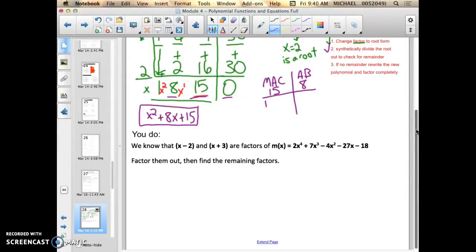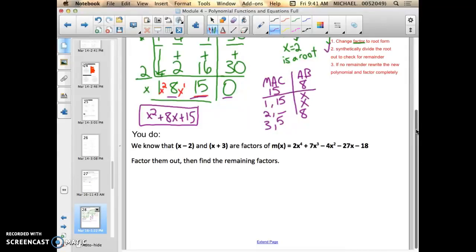15 divided by 1 is 15. But 1 plus 15 does not equal 8. 15 divided by 2 doesn't work. It's not a whole number for my answer. So that doesn't work. And then try 3 after 2. 15 divided by 3 is 5. So 3 plus 5 is indeed 8. So I have found my remaining factors.